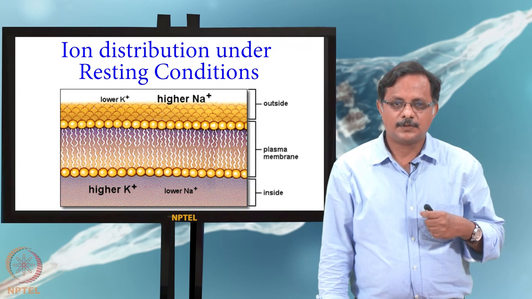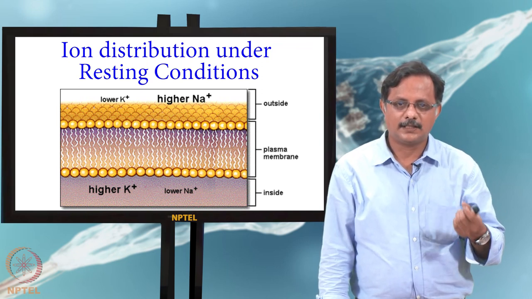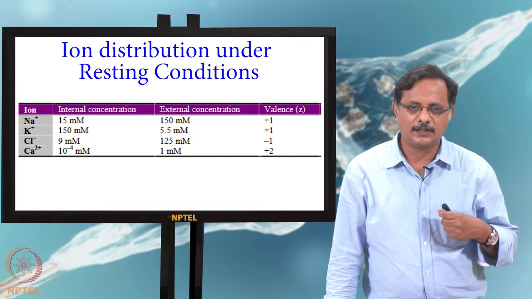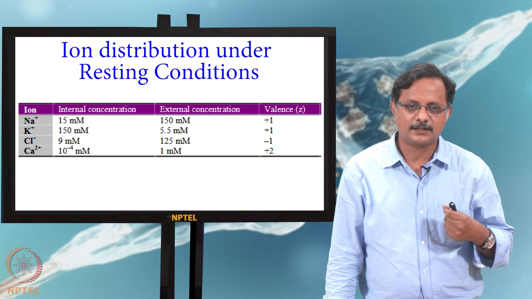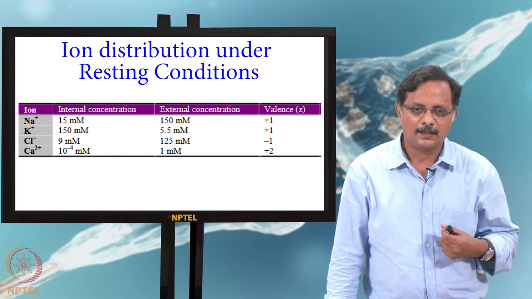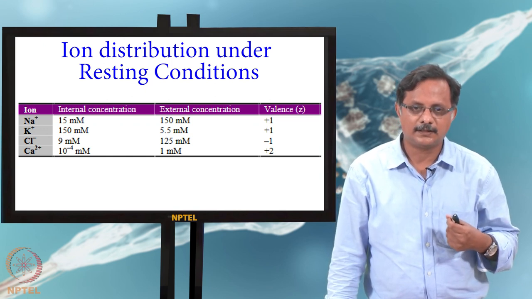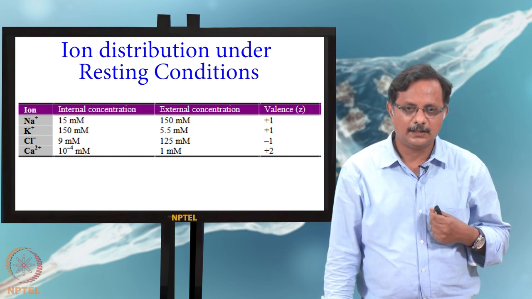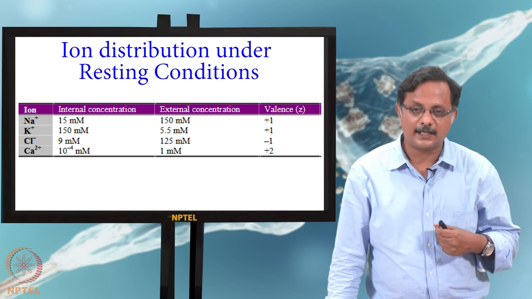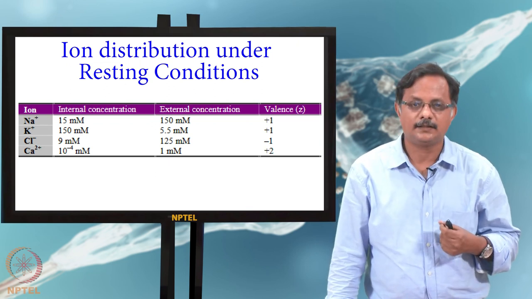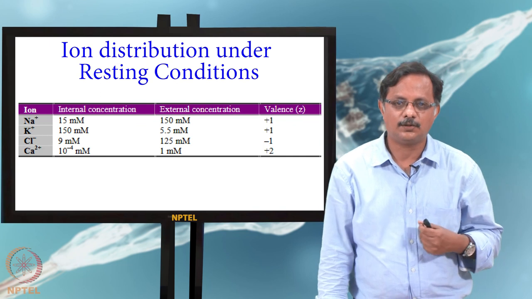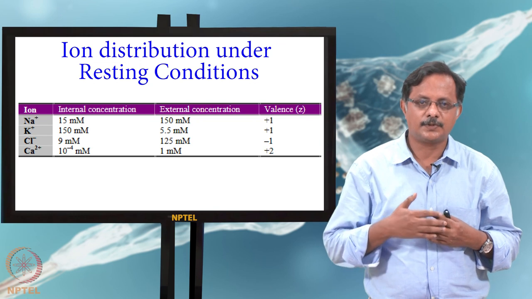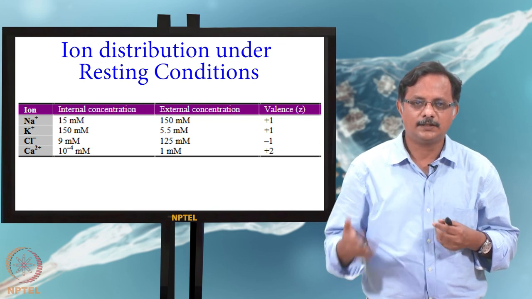These ions are distributed differently inside and outside of the cell. For example, if you look at the table given here, inside the cell the sodium concentration is low and outside it is high. Potassium concentration is high inside and low outside. Similarly, chloride is low inside and high outside, and calcium is high outside and low inside. So the four kinds of ionic species are distributed differently between the inside and outside of the neuron.